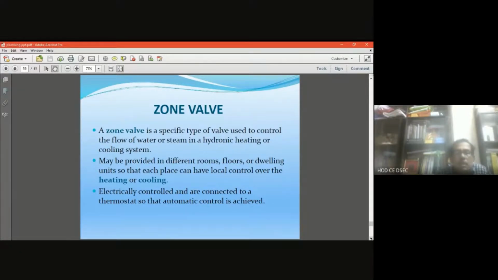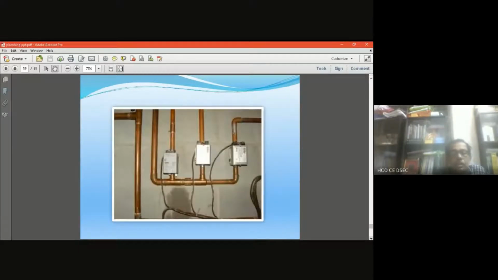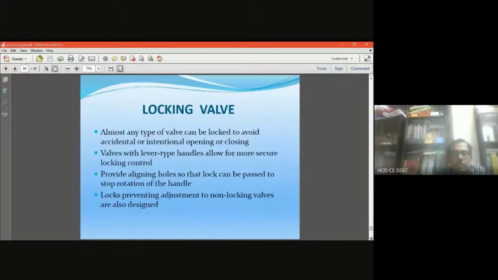It is electrically controlled and connected to a thermostat so that automatic control is achieved. Again I am telling, this is used for the zone specified for the hydronic heating and cooling system. So this is the figure of the zone valve. I have shown you how it is electrically connected.